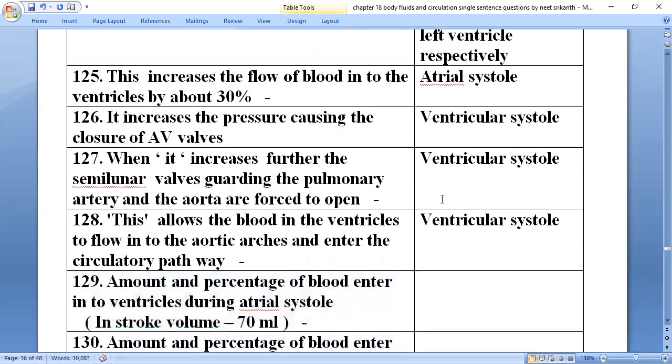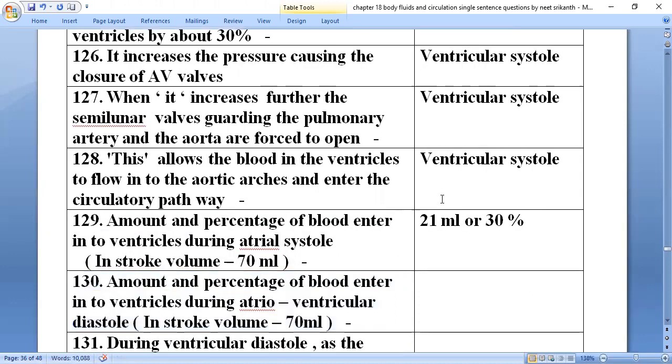Amount and percentage of blood entering the ventricle during atrial systole: if stroke volume is 70 ml, it will be 21 ml, that is about 30%. Amount and percentage of blood entering the ventricle during atrioventricular diastole: it is nearly 49 ml, passive filling we can call it, and percentage wise we can answer it as 70%.